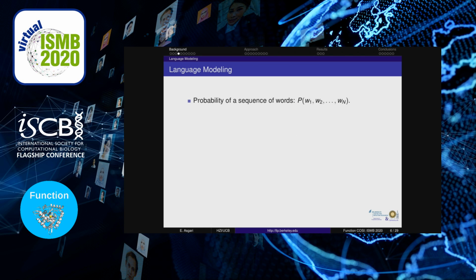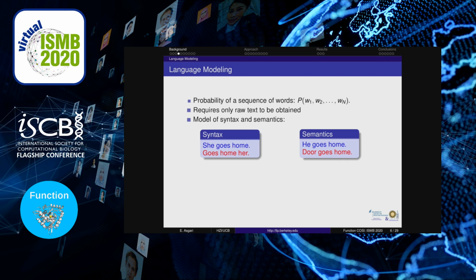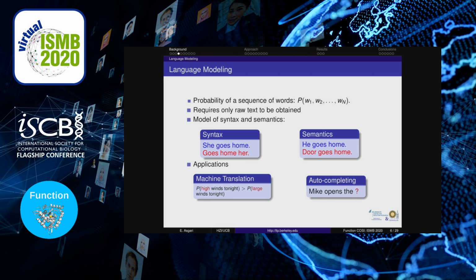First, language modeling. Language modeling is the task of assigning a probability to a sequence of words. It requires only raw text to be obtained, which means that it's a self-supervised task. And it has information about syntax and semantics of a sentence. So it can distinguish between a good syntax and a bad syntax, and it can verify if the sentence is semantically correct or incorrect. And it has applications in machine translation, for instance, to distinguish between a good translation and a bad translation, or it can be used in autocompletion.